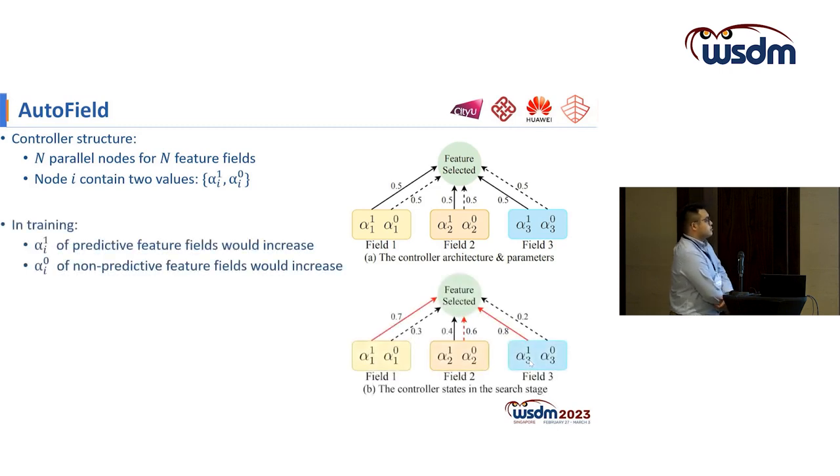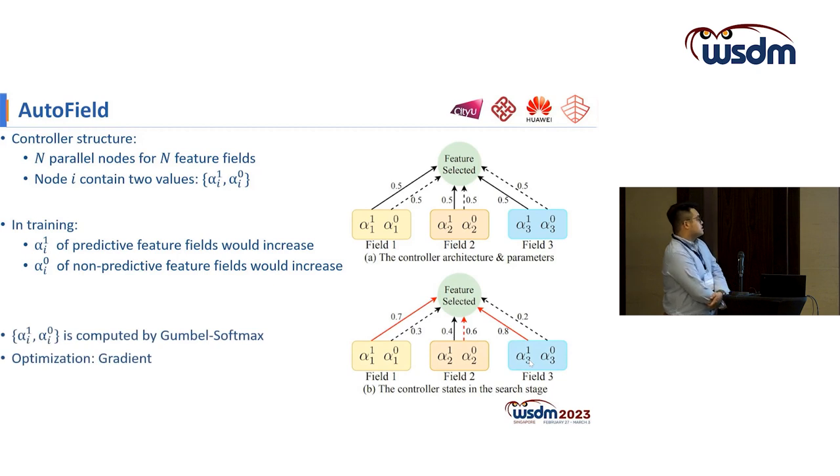During the training of AutoField, alpha 1i of the predictive features would increase, and alpha 0i for non-predictive features would increase. This pipeline is very similar to DARTS, as introduced by Dr. Xiangyu Zhao. In this example, we could find that feature field one and feature field three are predictive features since they have larger alpha 1 values. These values are computed by Gumbel-Softmax, so that the whole framework could be optimized by gradient descent.